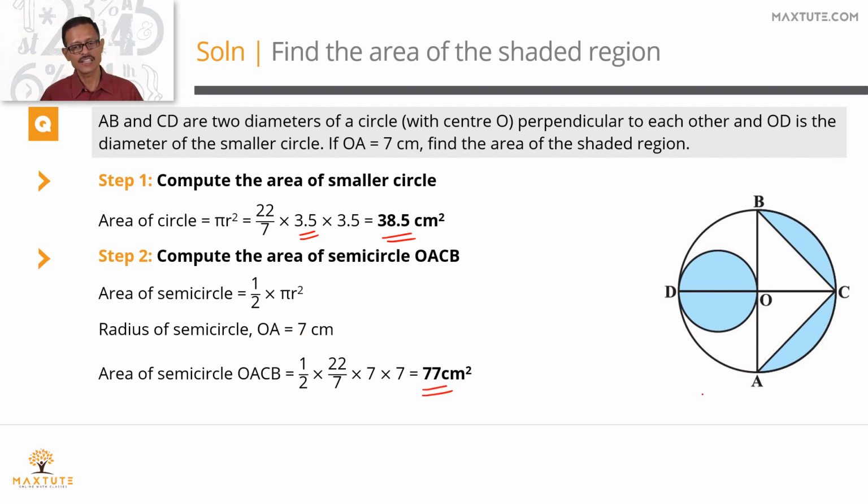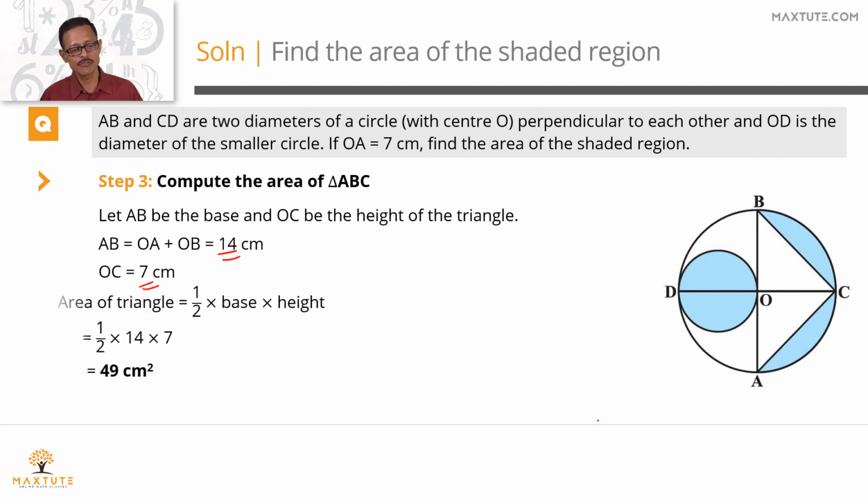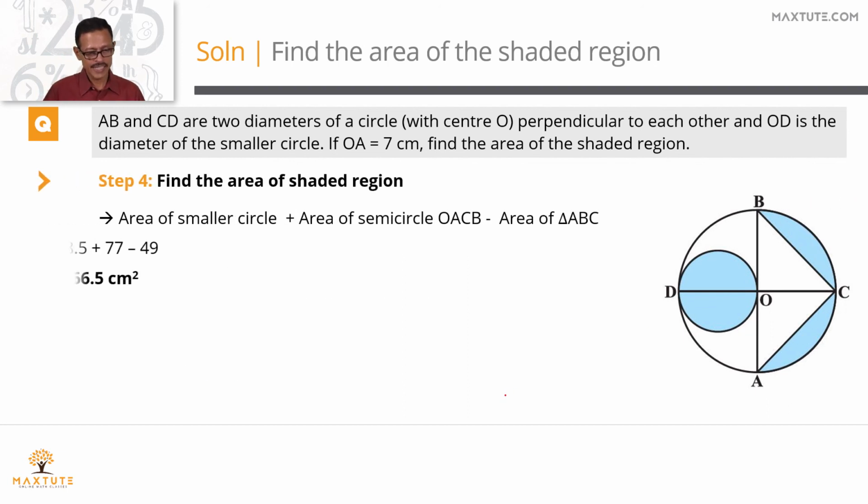We're going to compute the area of the triangle. Height being 7, base being 14, these two being perpendicular to each other, which means OC is the height, AB is the base. So AB is the base, 14, OC is the height, 7. Area is equal to half into 14 into 7, which is 49. Entire semicircle 77. Area of this triangle is equal to 49. So areas of regions 2 and 3, which we computed, is the difference between these two, which is equal to 28. 28 plus area of this circle is equal to 66.5 centimeters square.